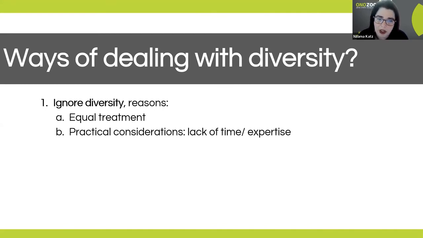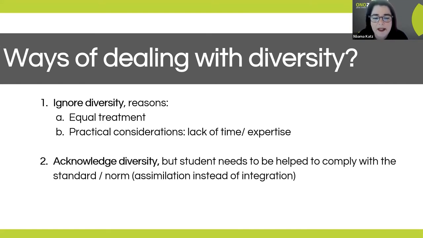But we can explain it. It sounds logical, it's equal. We are ignoring everyone and also the people who need the accessibility. And we have a practical consideration: it's very uncomfortable to give the answer for all. We can acknowledge it, but expect our students to comply with the standard and not give any adjustments.